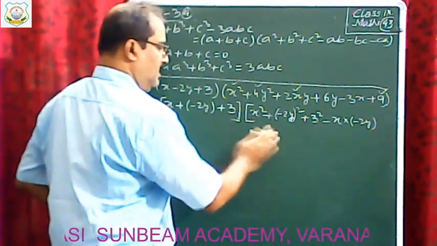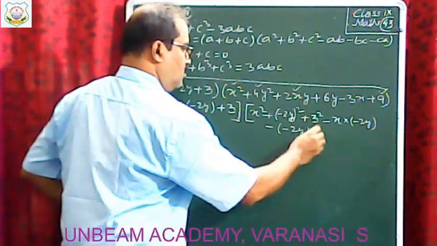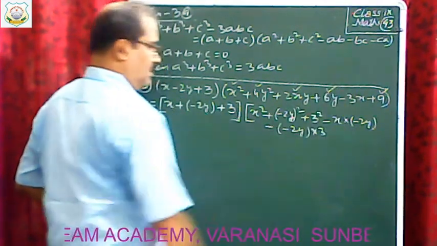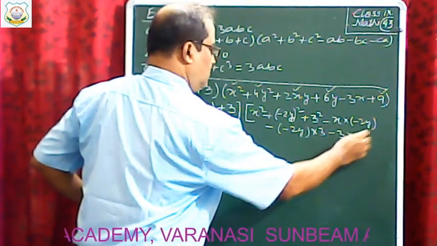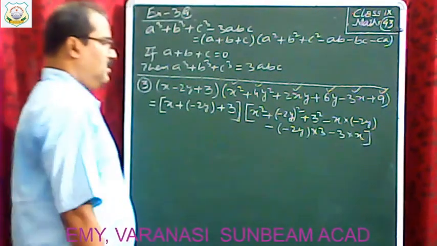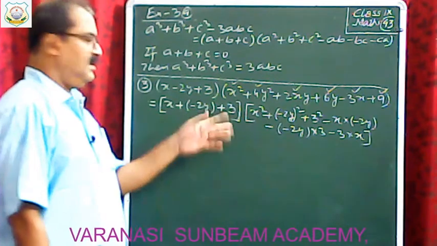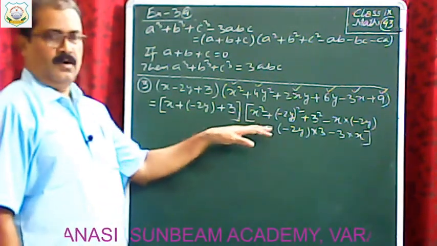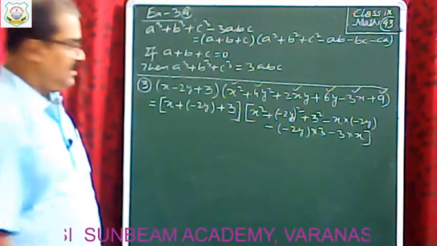Plus, minus BC: B is minus 2y into C, 3, minus 1 is plus 6y, 6y matched. Minus CA: 3 into x, minus 3x also matched. So according to the identity you have to formulate. First of all you have to identify A, B, C, and accordingly write and check whether the product of the terms matches the given terms in the question or not.